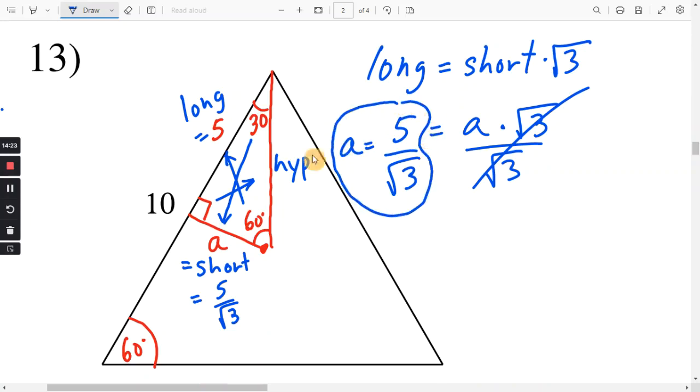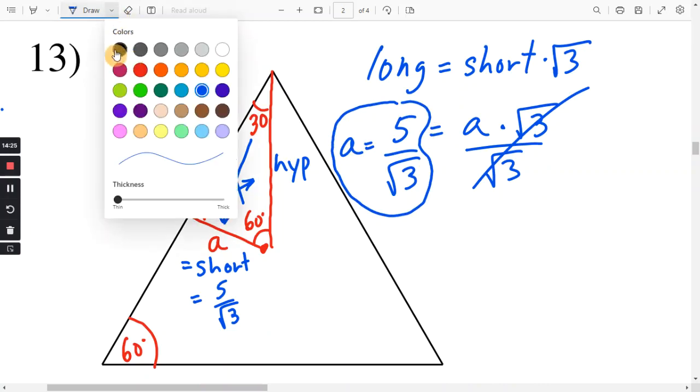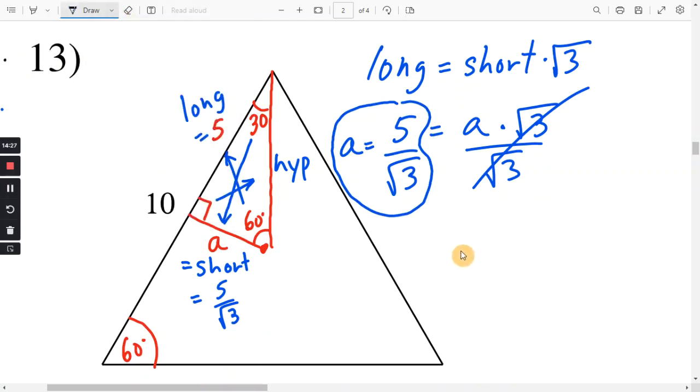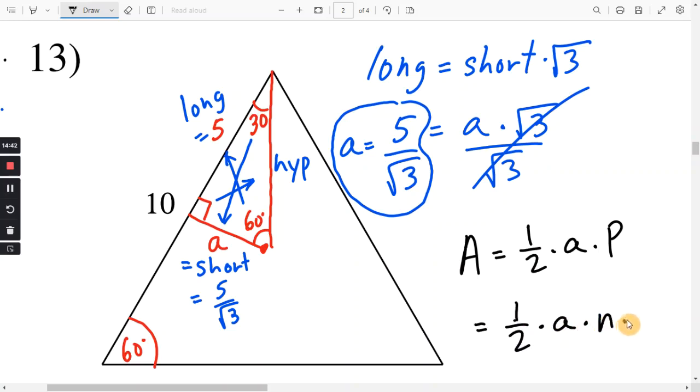And now we're in business. Okay, we said the area for a regular polygon is 1/2 apothem times perimeter, which is 1/2 apothem times n, the number of sides, times s, each side. We see right here it was given that s equals 10. Each side is 10.